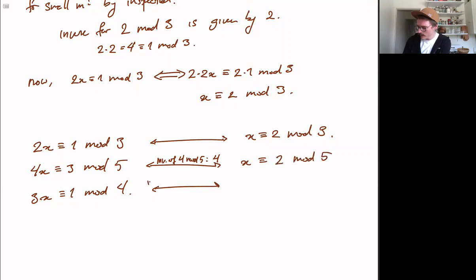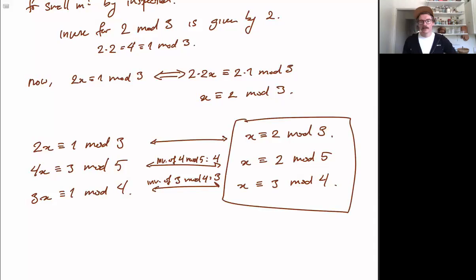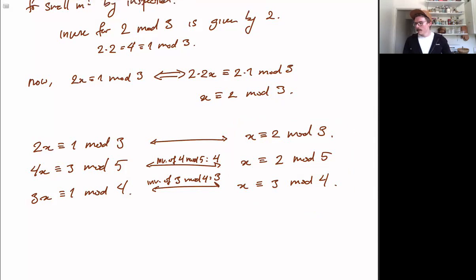And then similar here, inverse of 3 mod 4 is 3, I think, because 3 times 3 is 9, which is 1 mod 4. So again, let's multiply both sides by 3, and we get x congruent to 3 mod 4. So now you can see that this is in a form where we can apply the Chinese remainder theorem. And we will do that in just a second. But I want to make a note that has come up a couple times now.